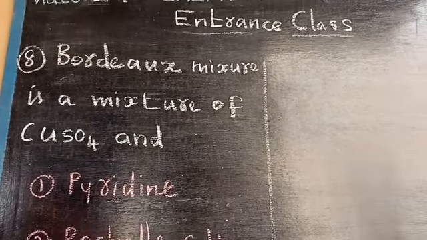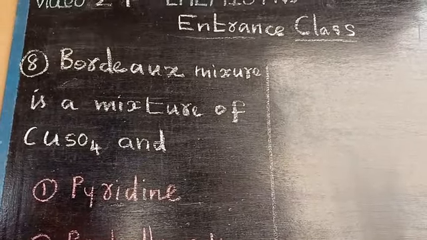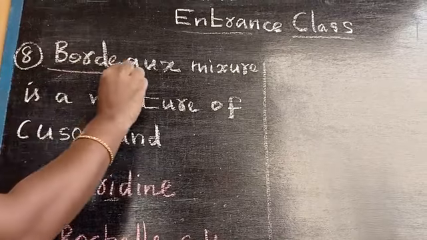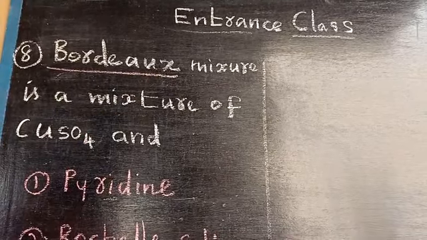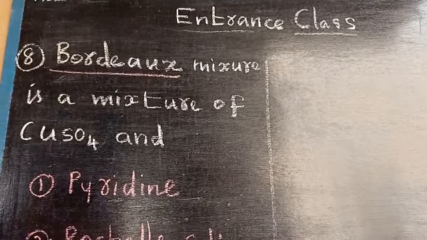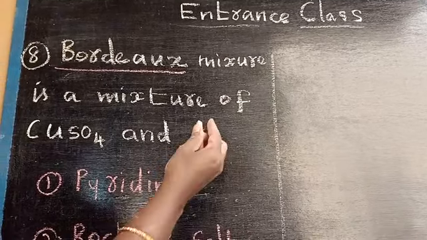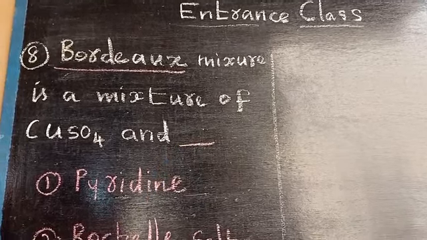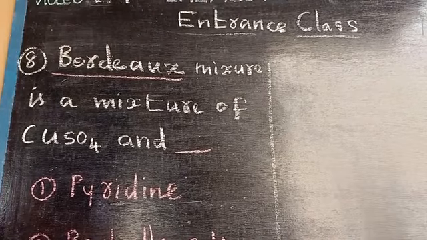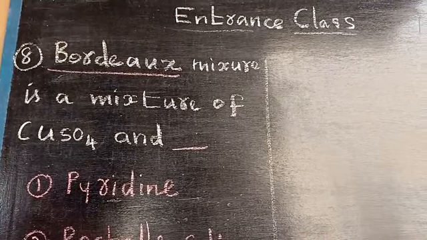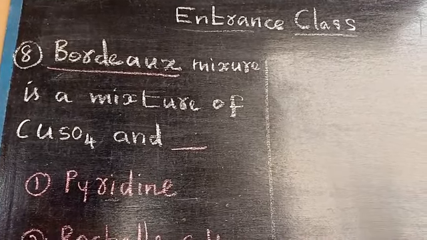Children, next question. Bordeaux mixture is a mixture of copper sulfate and next potash. So here they give four options: pyridine, Rochelle salt, lime, sodium oxide.